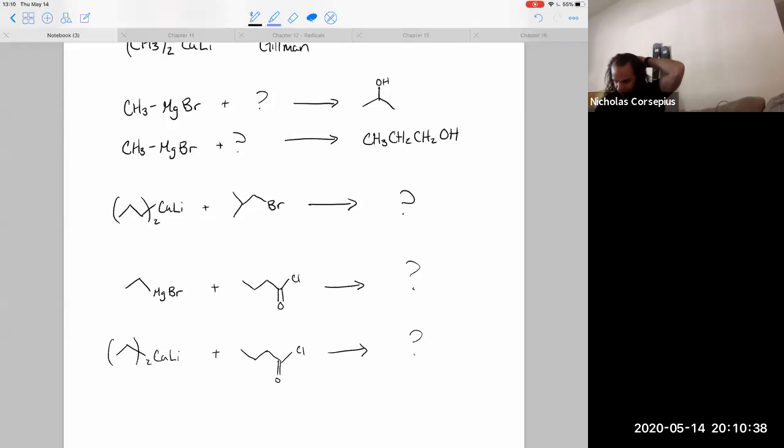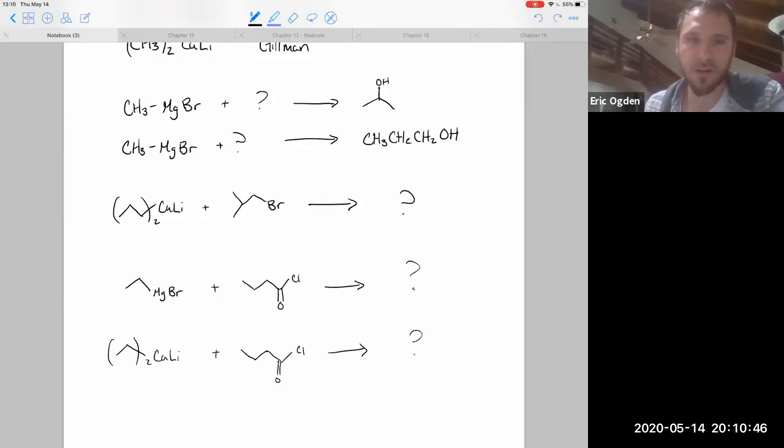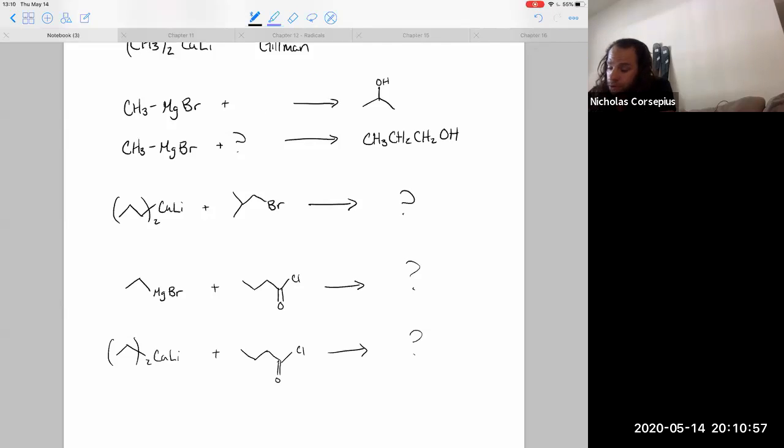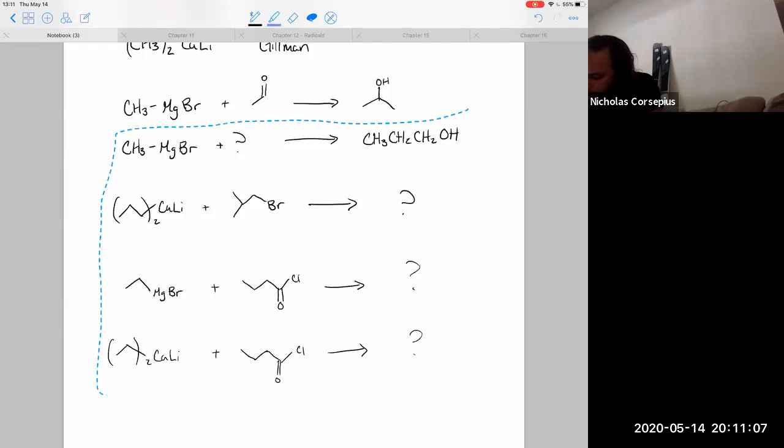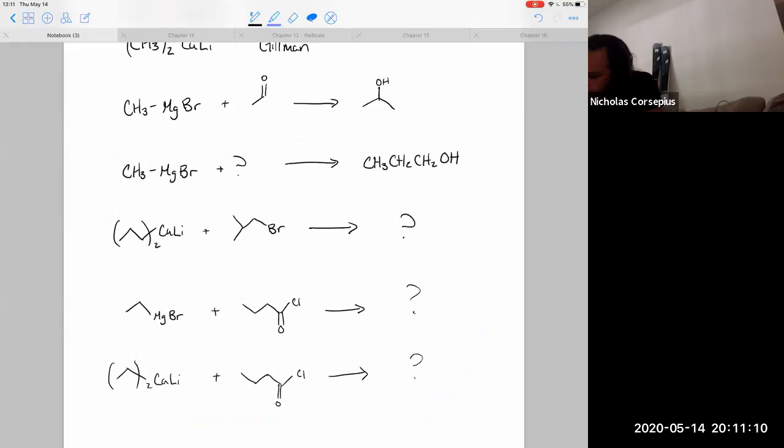So for this first one, how do we make a secondary alcohol? Well, the Grignard could react with an aldehyde. Not acidic conditions. Be careful. So the other reactant here would be a simple aldehyde, ethanal. And just so we understand where all of our carbons are, these two could correspond to that one.